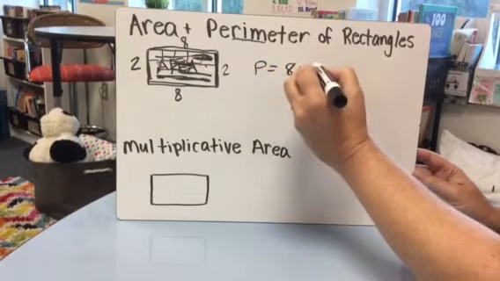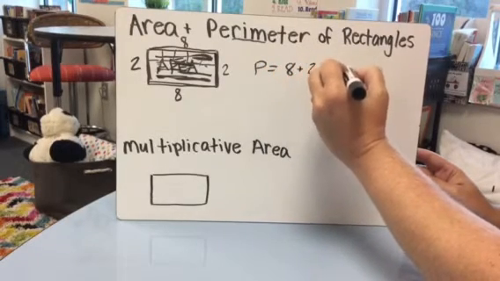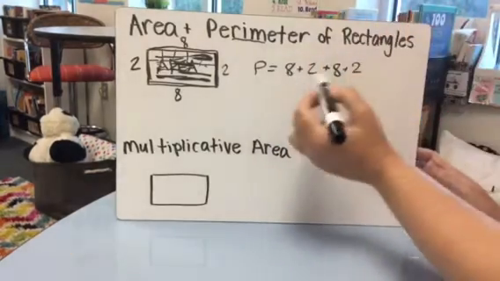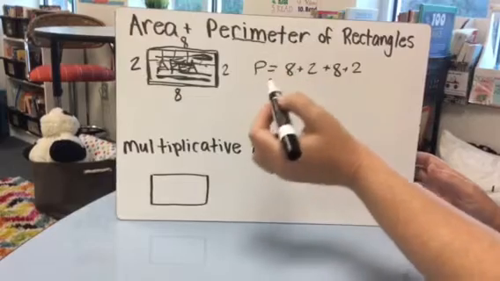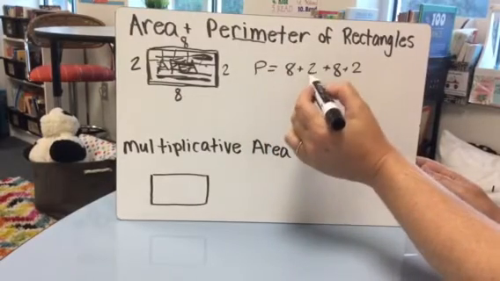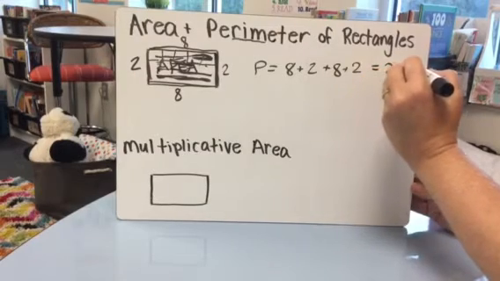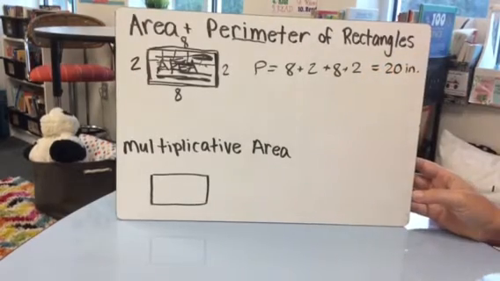plus 2, 8 plus 2. There are some different ways to combine those numbers and make it easier, but the basic way is just to think about adding all four sides. 8 plus 2 is 10, 8 plus 2 is 10, so I know I have 20 inches for perimeter.